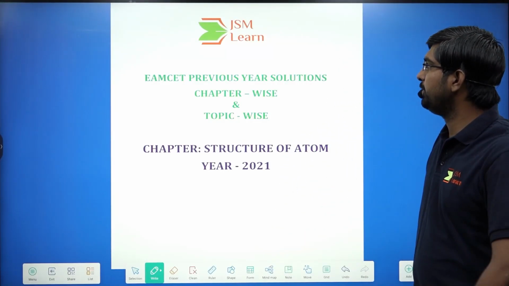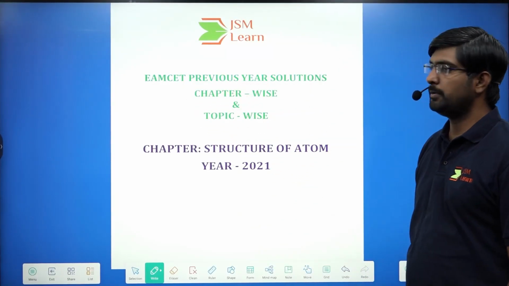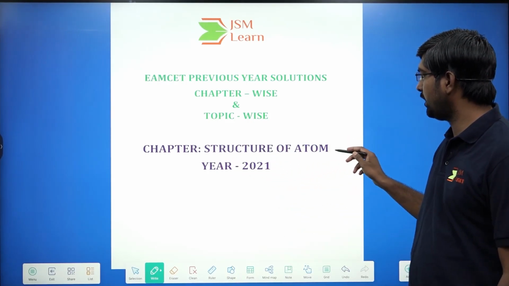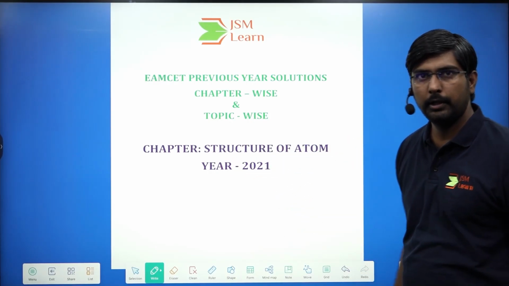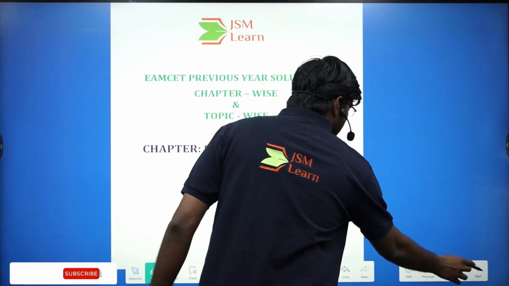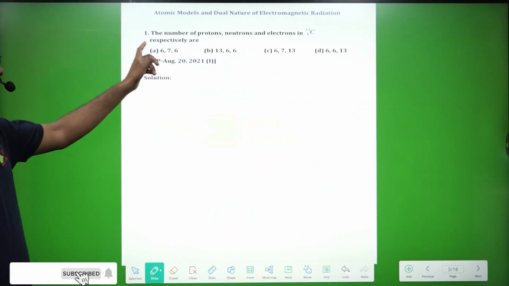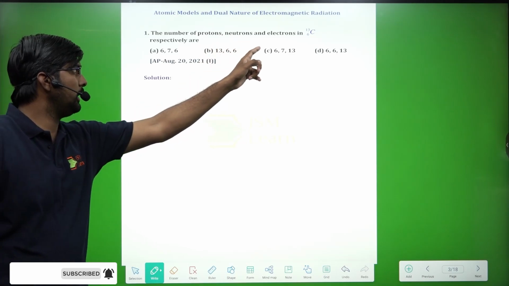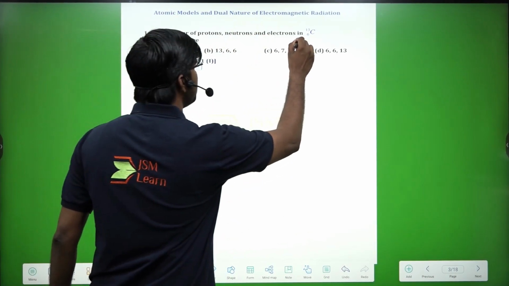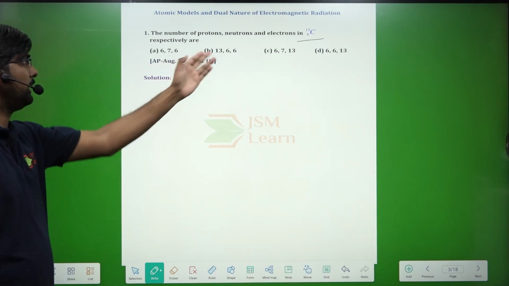In this lecture, we are going to discuss EAMCET previous year solutions, and the topic is structure of atom, year 2021. Okay, so let us see the first question. The number of protons, neutrons and electrons present in 6 carbon 13 respectively are.